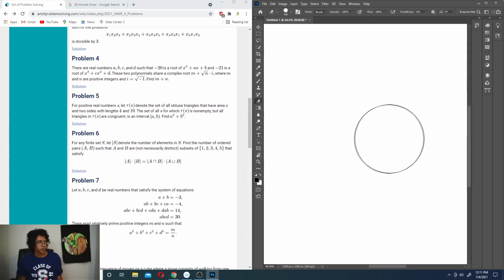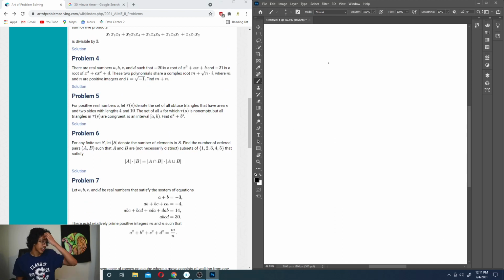There are real numbers a, b, c, and d such that negative 20 is a root of x cubed plus ax plus b, and negative 21 is a root of x cubed plus cx plus d. These two polynomials share a complex root m plus root n i, where m and n are positive integers. So they share that complex root, which means they must have m minus root n i as well.